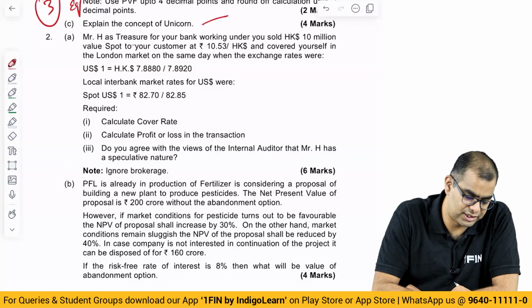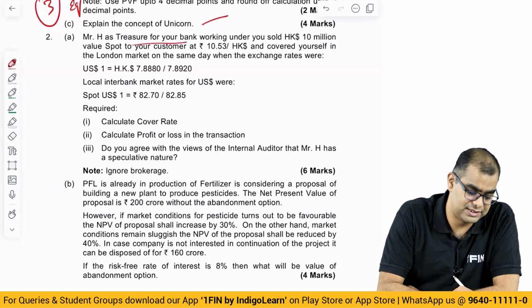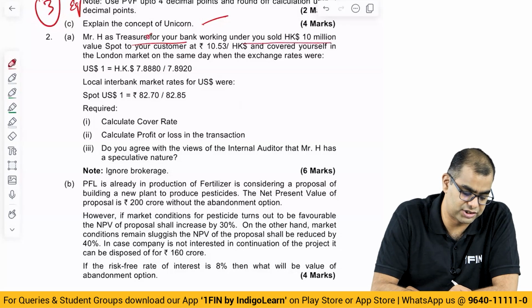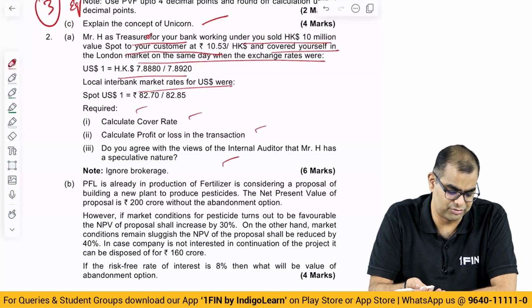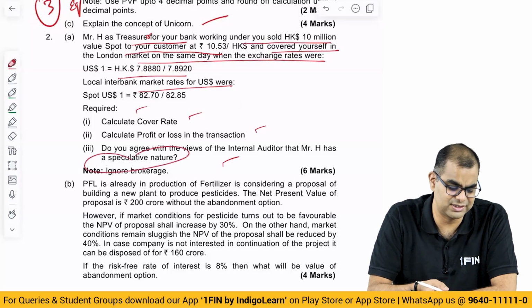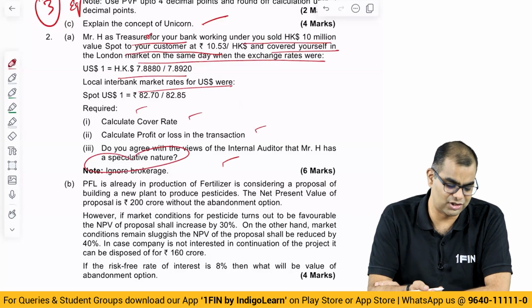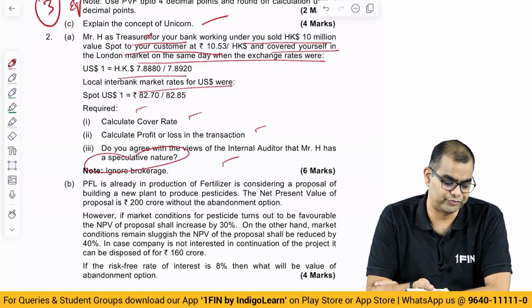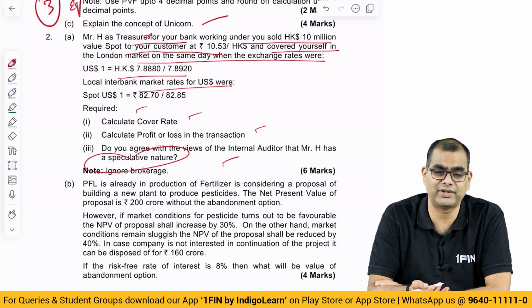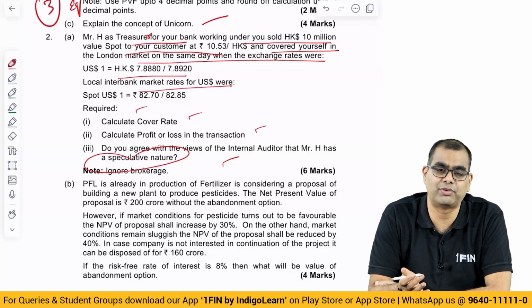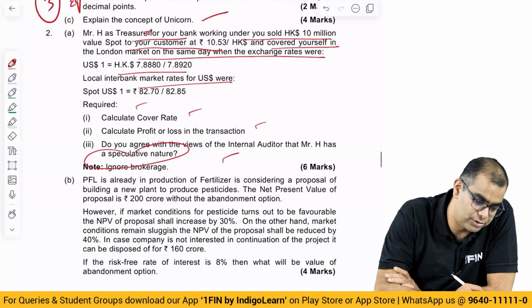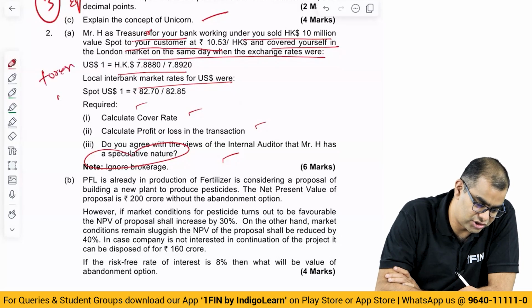Then, Mr. H as a treasurer for your bank, working under you, sold 10 million HKD for your customer at 10.53 and covered yourself in the London market on the same day. The US dollar is so and so, interbank rates are so and so, required to calculate the cover rate, profit and loss. Do you agree with the views of the internal auditor? The internal auditor says that H is of speculative nature. I don't know why this is speculative. I saw the answer, they said that it is speculative, but it is not speculative. You covered it yourself. I don't know how quickly they covered it. If they covered it immediately, then the transaction is not speculative. If you waited for the end of the day, covered it during the day, sometime whenever it is beneficial, then it is speculative. Okay, this question is from the Forex chapter, illustration number 4.